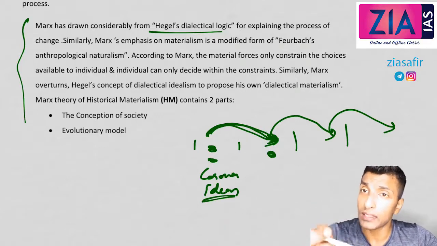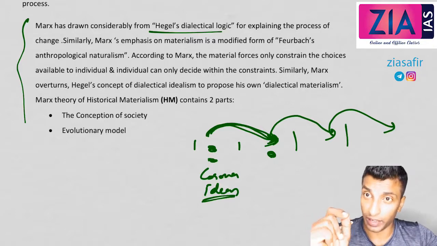That's why Marx rejected idealism. He accepted dialectics, but the change is because of not ideas but material condition. Because of change in material conditions, new ideas will come according to Marx. So he proposed his own concept, that is dialectical materialism.